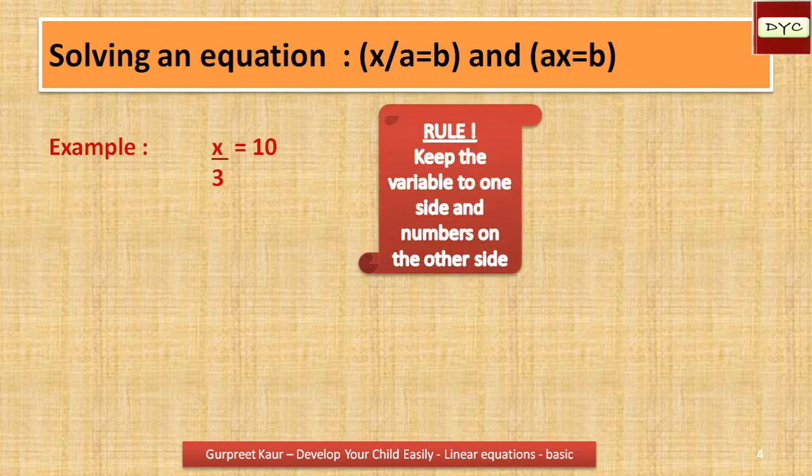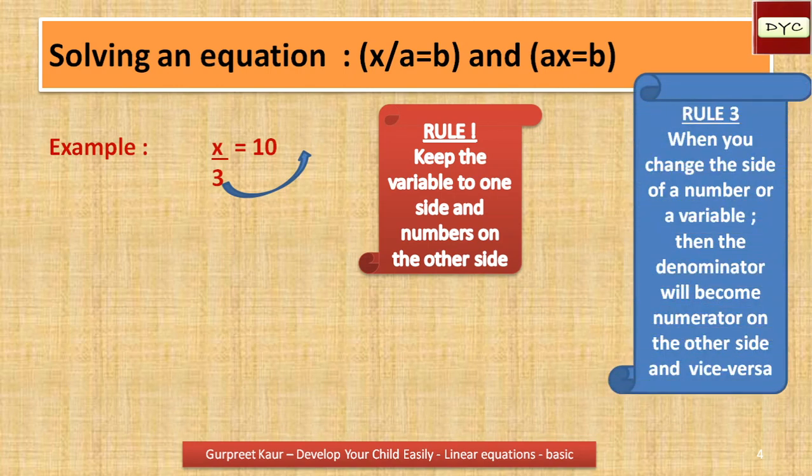Now here again, I will apply rule number 1. What is my rule number 1? Keep the variable on one side and numbers on the other side. Now here x upon 3, for me it is easier to take 3 to the other side. So here 3 is the denominator, but when I take it to the other side, I will be applying rule number 3. What is rule 3 now? When you change the side of a number or a variable, then the denominator will become numerator on the other side and vice versa.